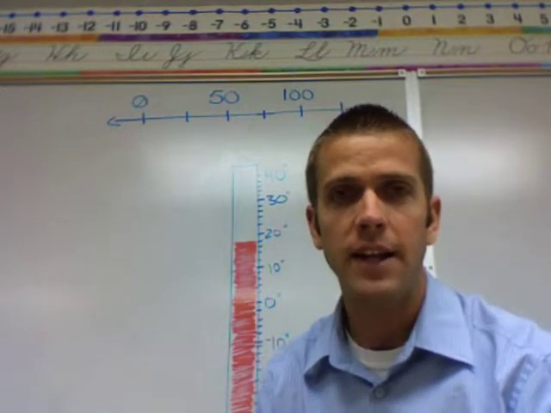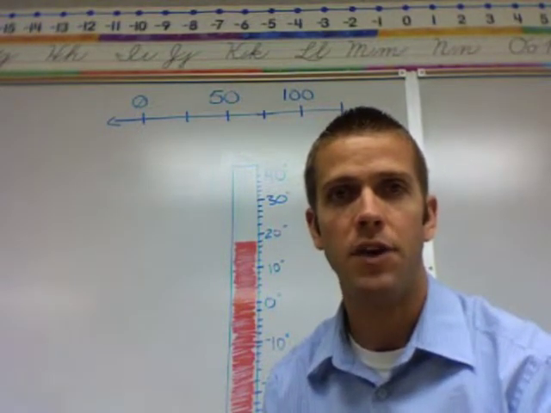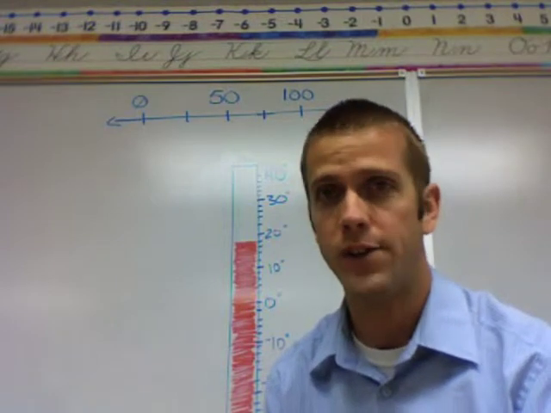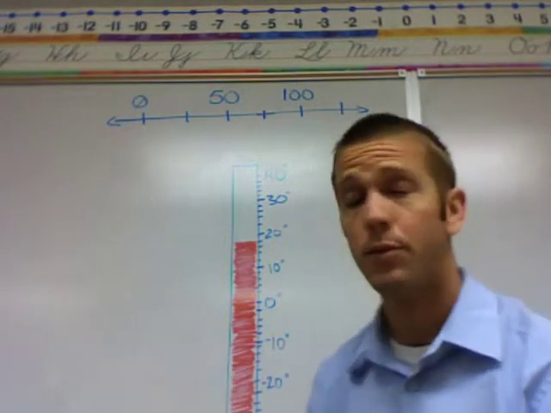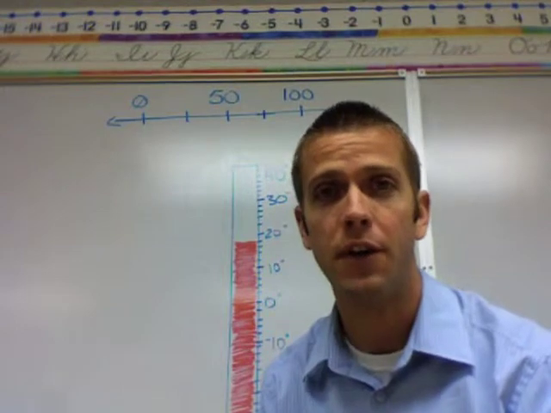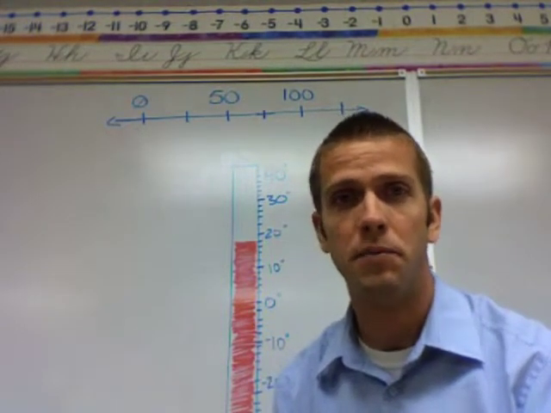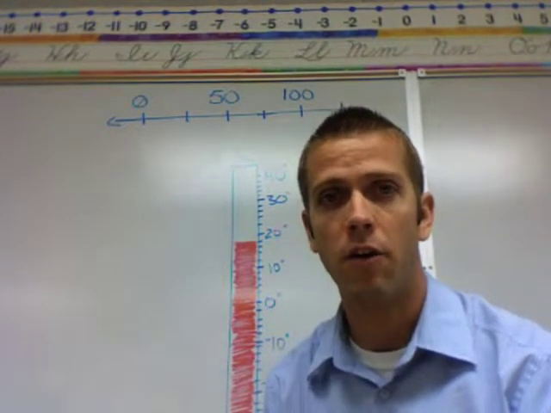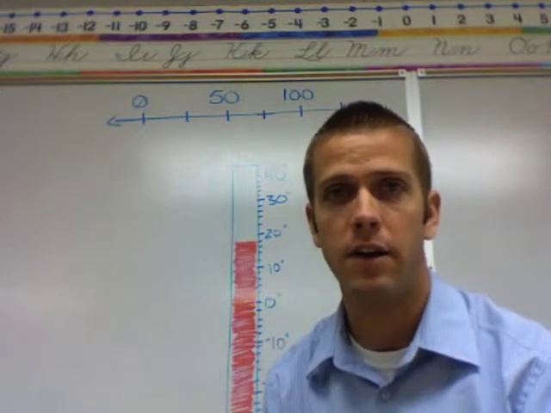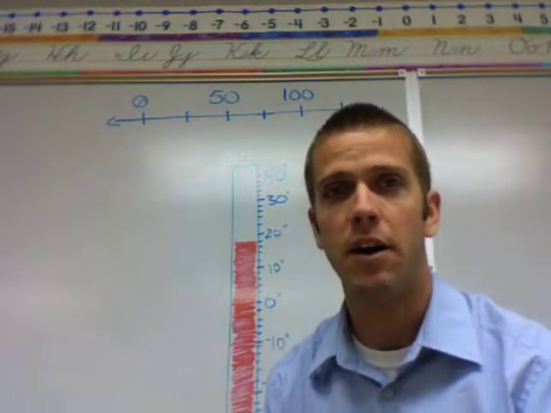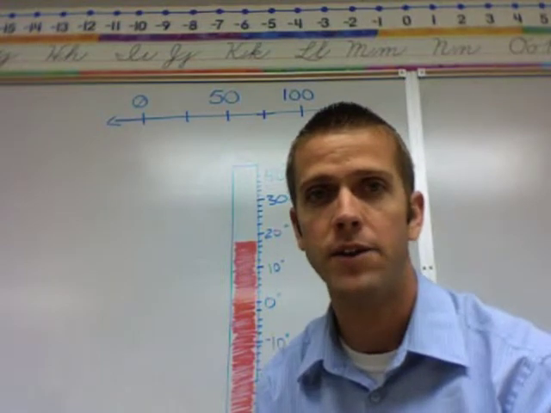So a scale is some kind of visual representation of numbers across a line. It could be horizontal or vertical, like I have on the board. I have two different versions to show you. You'll often see scales on different things, like on a car odometer or speedometer. You see it on thermometers. You might see it on a scale that you stand on to weigh yourself.